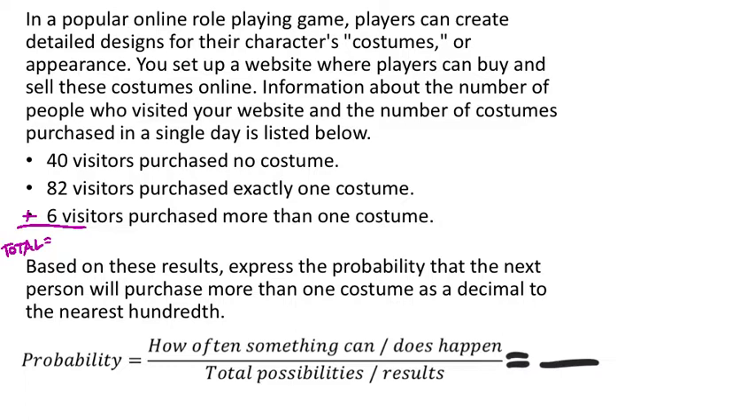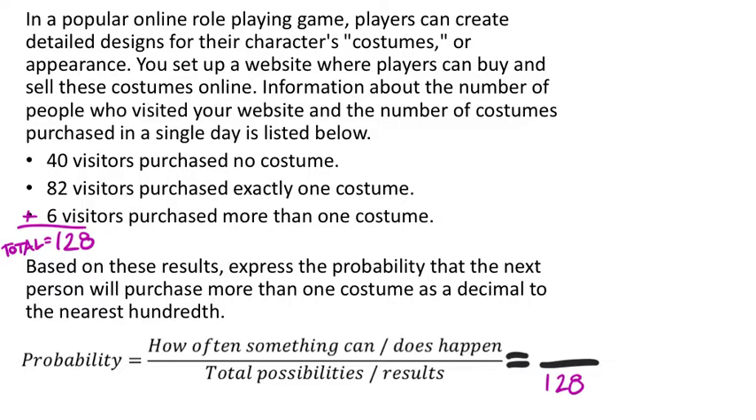Use a calculator if you want. Don't use one if you don't want. I don't really care. You just need to get the correct answer. Here's 128 people. So that will be our denominator for our probability, 128. All right, so 128 people visited your website.